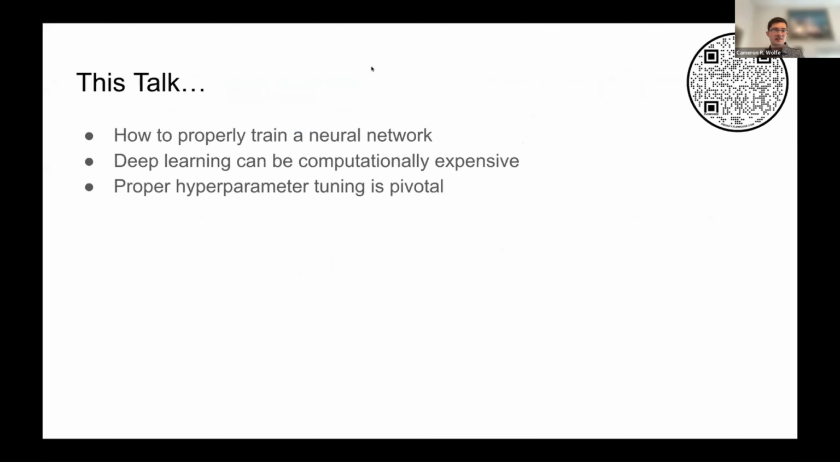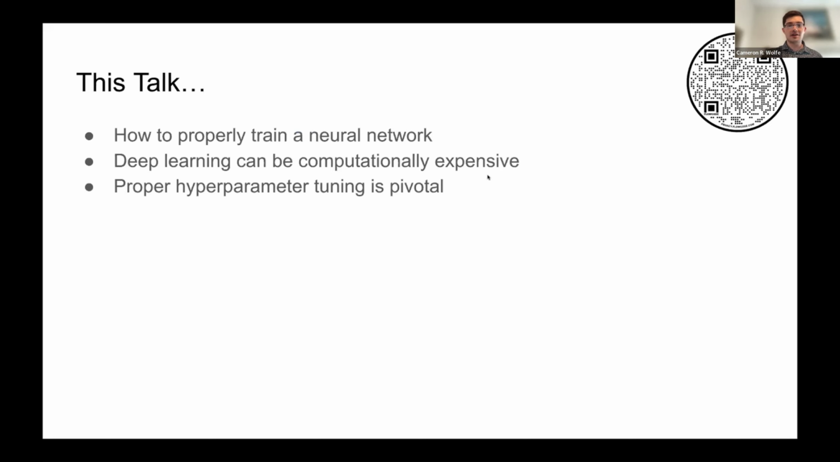So this talk at a high level is about how to properly train a neural network. More specifically, we know that in a lot of cases, maybe a little more for NLP at this point, given all the LLM stuff, deep learning can still be pretty computationally expensive for computer vision. And proper hyperparameter tuning when you're training a computer vision model is extremely important.